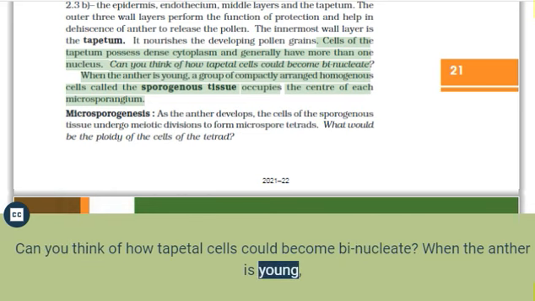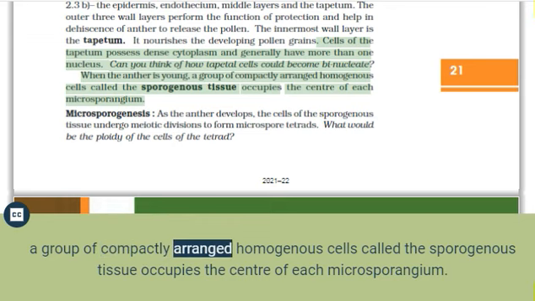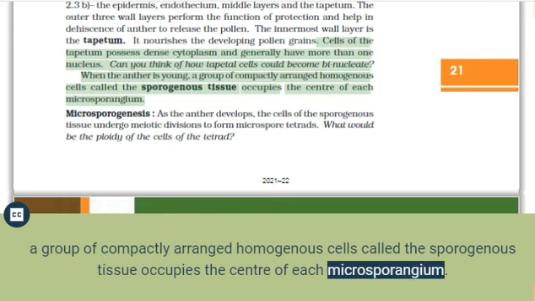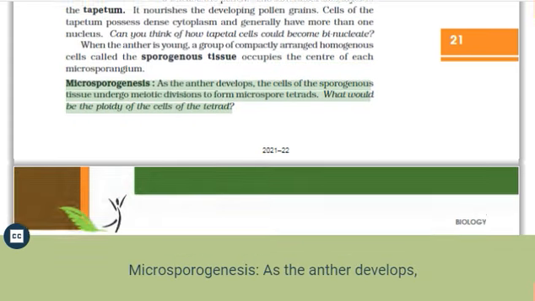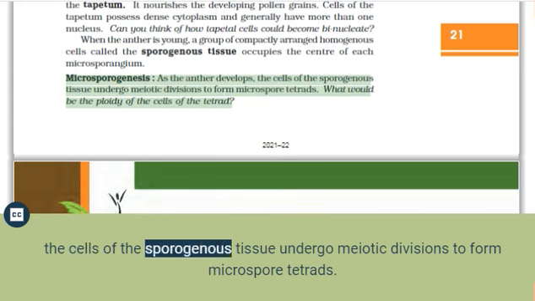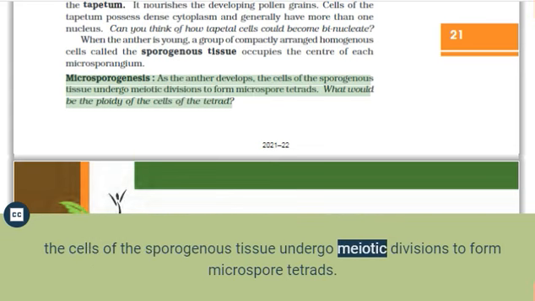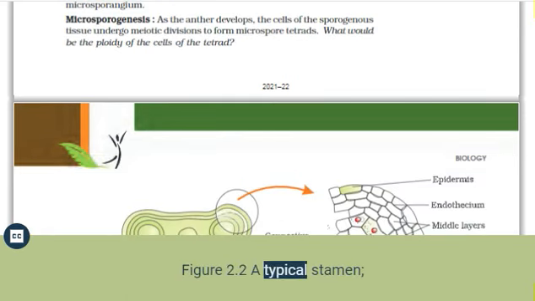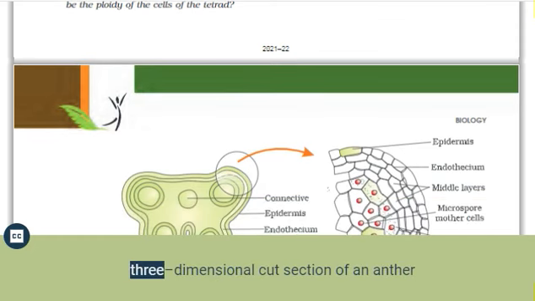When the anther is young, a group of compactly arranged homogeneous cells called the sporogenous tissue occupies the center of each microsporangium. Microsporogenesis. As the anther develops, the cells of the sporogenous tissue undergo meiotic divisions to form microspore tetrads. What would be the ploidy of the cells of the tetrad? Figure 2.2 A typical stamen. 3-dimensional cut section of an anther.